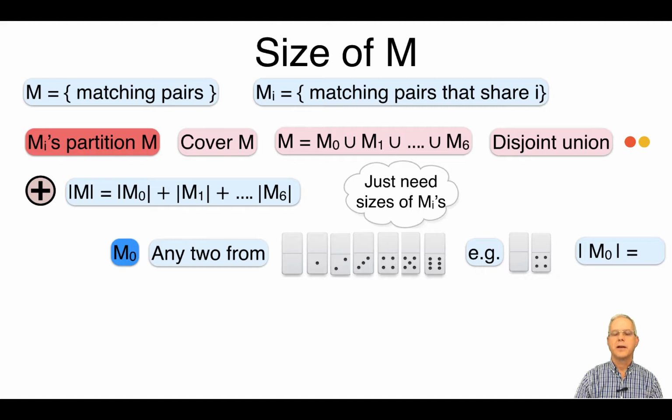So how many such pairs are there? Well, we have 7 tiles with a 0. We need to choose 2, so it's just 7 choose 2. Okay, so this is M0.